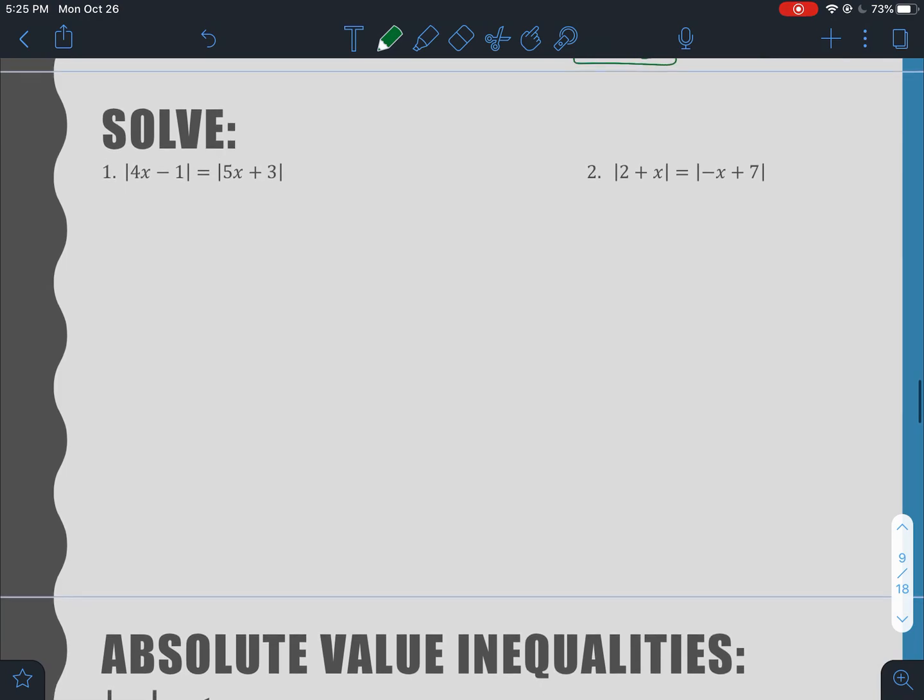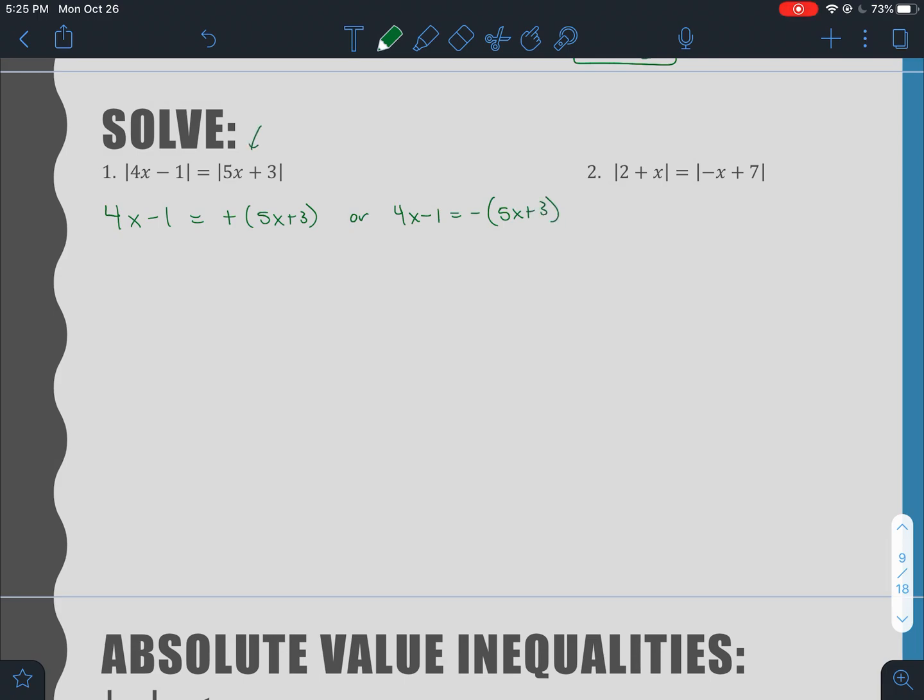What if we have absolute value is equal to another absolute value? Well, remember the idea is that you would do plus or minus. So I'm going to do 4x minus 1 is either equal to the positive version of 5x plus 3, or you would do 4x minus 1 is going to equal the negative version of 5x plus 3.